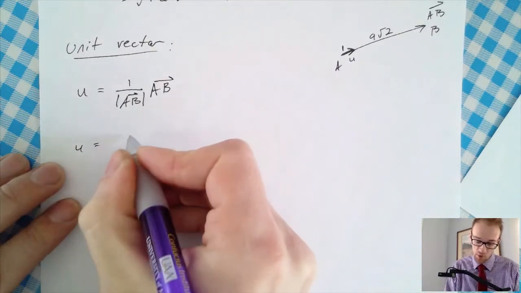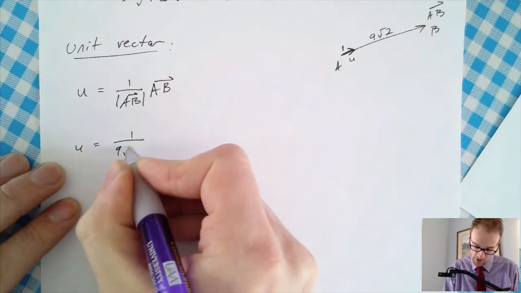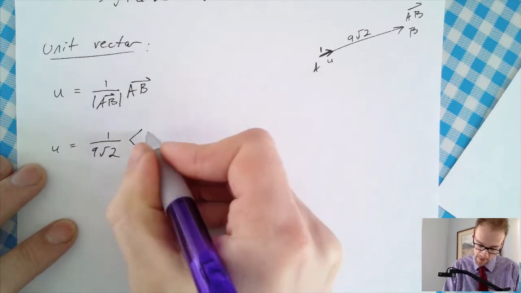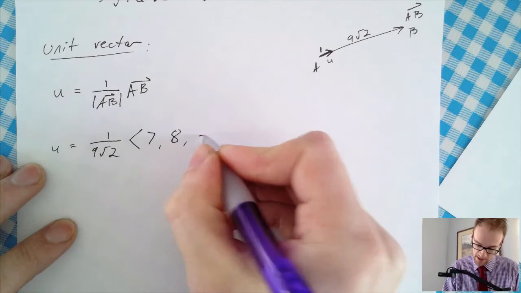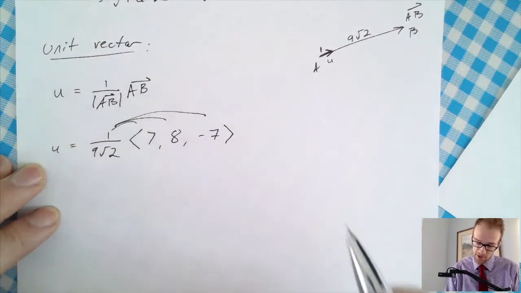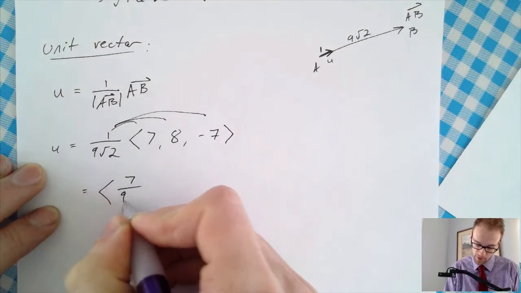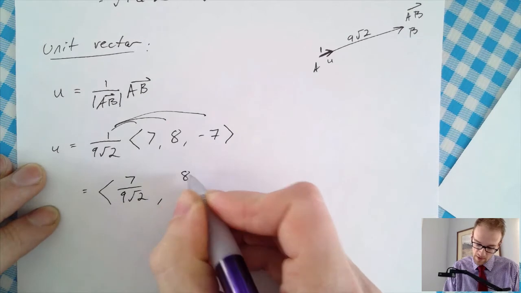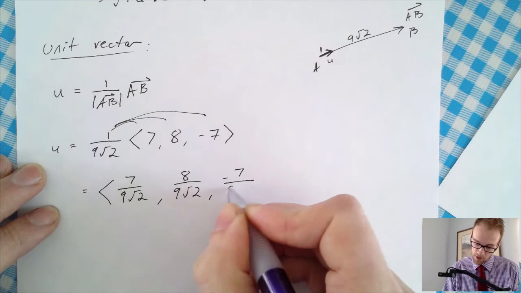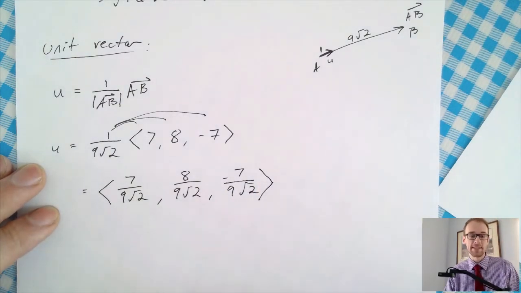Okay, so let's do that. So that would be 1 over, and what's the magnitude of AB? That is 9 root 2. We just calculated that. Times the vector AB, 7, 8, and -7. Okay, so we're just going to distribute that scalar in. So we're going to get 7 over 9 root 2, 8 over 9 root 2, and -7 over 9 root 2. Okay, that is the unit vector.